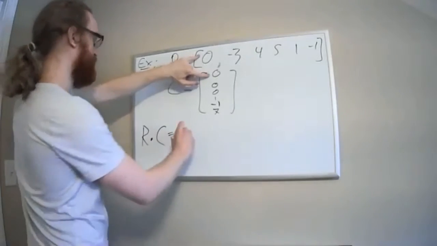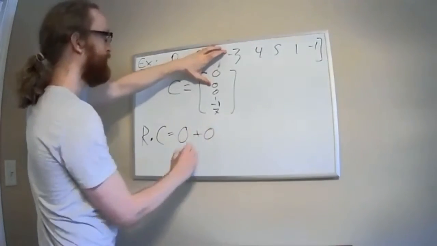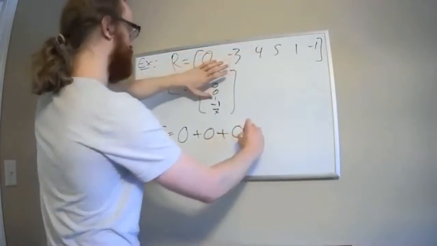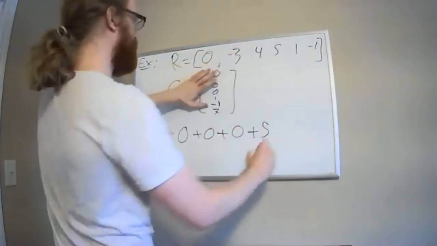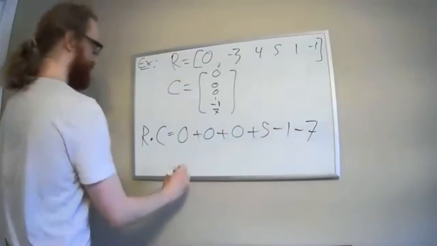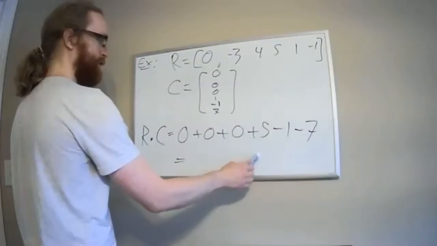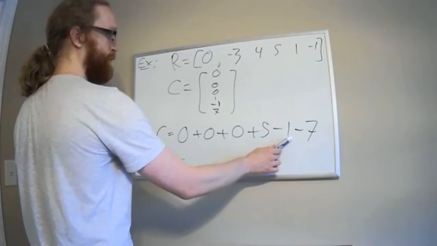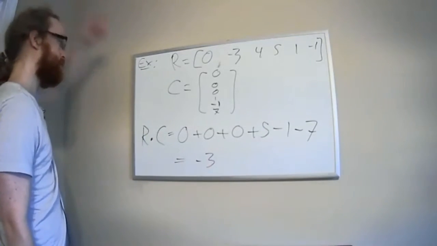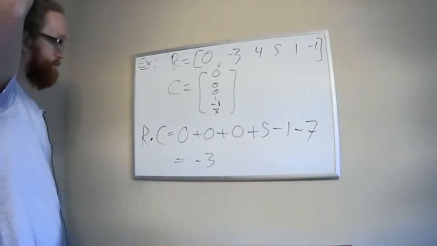So 0 times 0 is 0. Negative 3 times 0 is 0. 4 times 0 is also 0. 5 times 1 is 5. 1 times negative 1 is negative 1. And negative 1 times 7 is negative 7. And so we simplify this, and what do we get? Well, zeros don't contribute anything. 5 minus 1 is 4, and then minus 7 is negative 3. So r times c is negative 3.